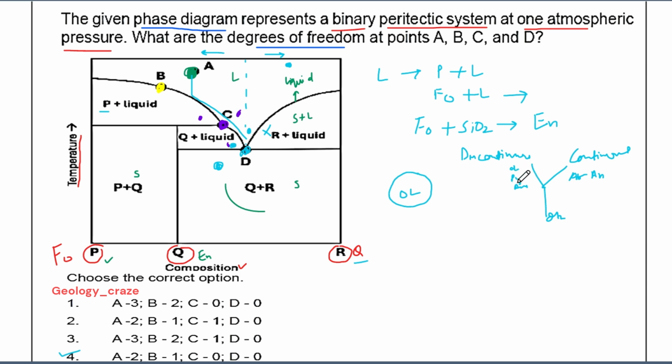Discontinuous reaction means we have a mineral in a system that is reacting with the melt. So after the formation of olivine, it reacts with the liquid. The liquid has SiO2, and this olivine is the phosphate one, so we get anorthite. This is how it starts: the olivine starts to be corroded from outside.